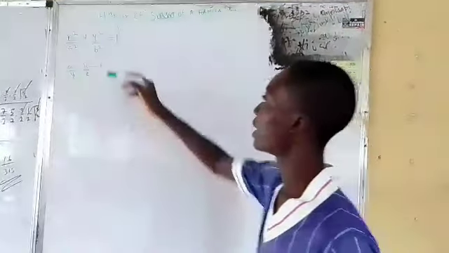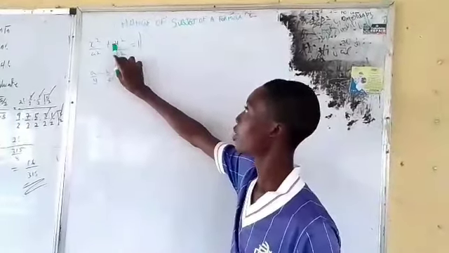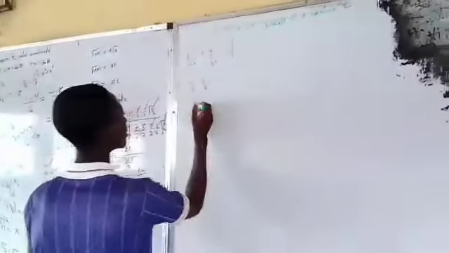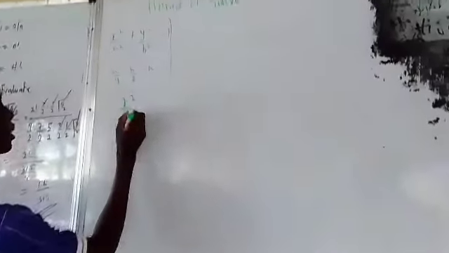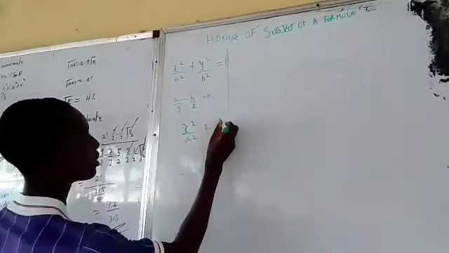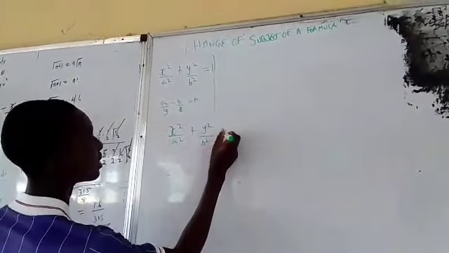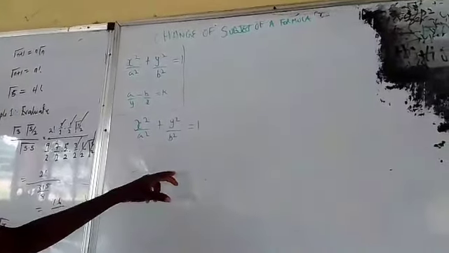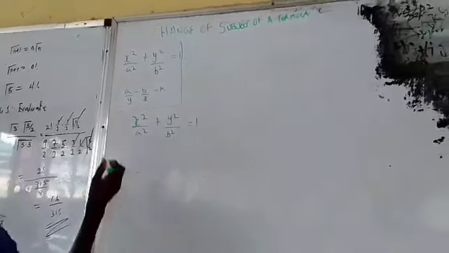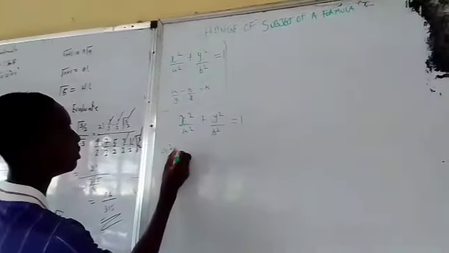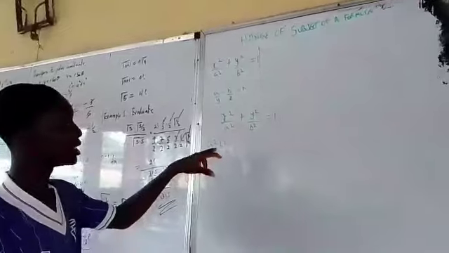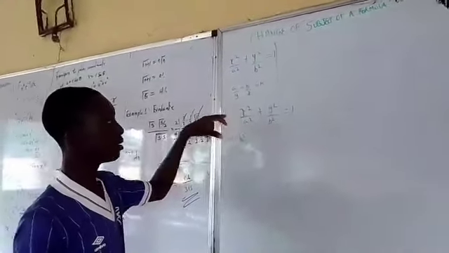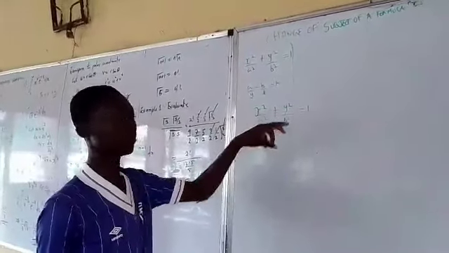So question 1 is x squared over a squared plus y squared over b squared equals 1. So the denominator here is a squared and b squared. So we multiply it together, giving us a squared b squared. So you will now use this denominator to multiply both sides.